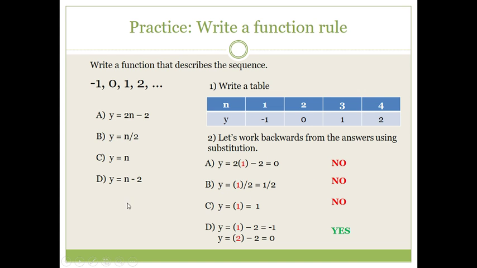Well, if I replace n with 2, then I should get 2 minus 2, which is 0, which is the output we were looking for when I plugged in a 2 for the n. So now I know that answer D is correct. I could check the other ones, but since it is our last choice in this case, and it worked for the first two, I'm going to assume that it's going to work for the other two, or any numbers that I want.